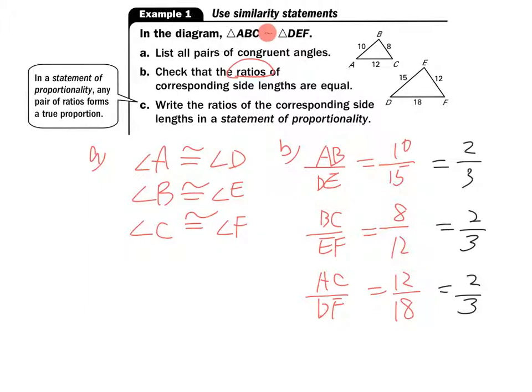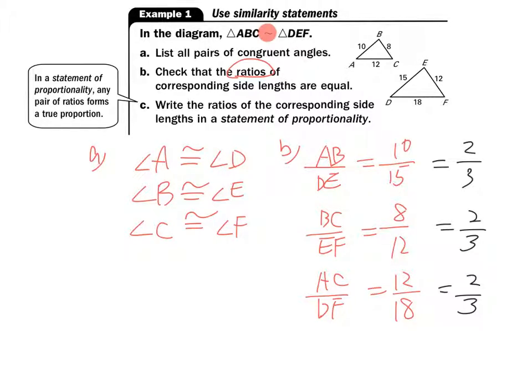It's literally how much. So in other words, if you go from the bigger triangle DEF to the smaller triangle ABC, you have to go down by 1/3. That's what the scale factor means.